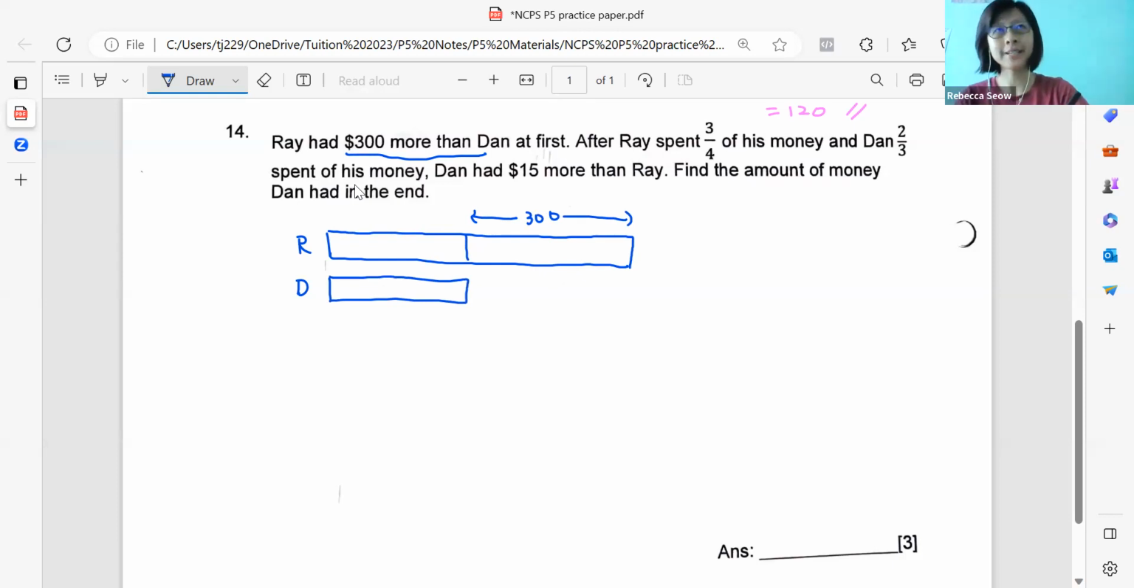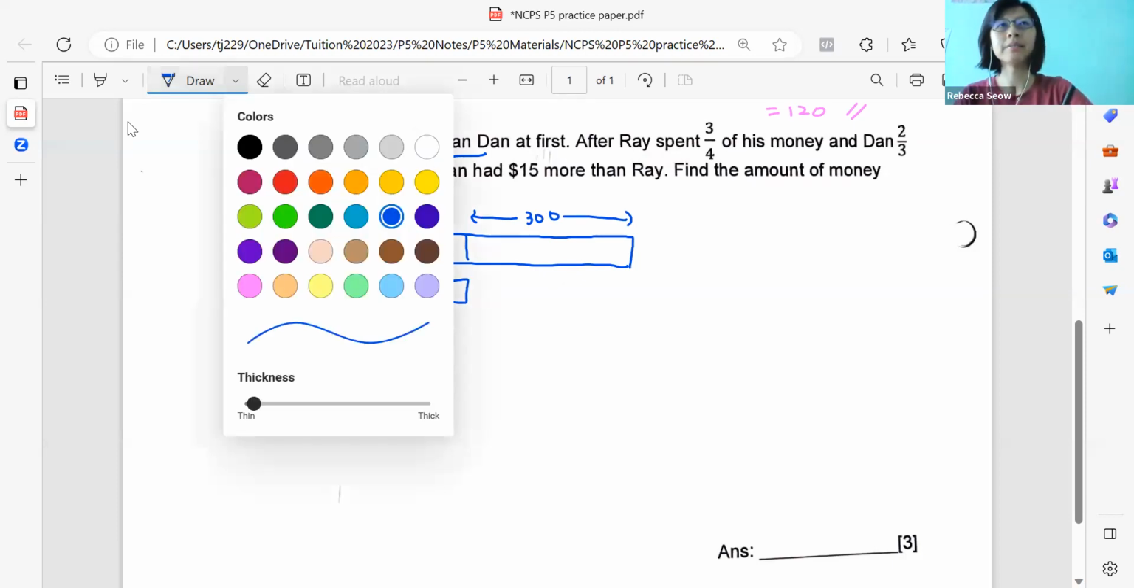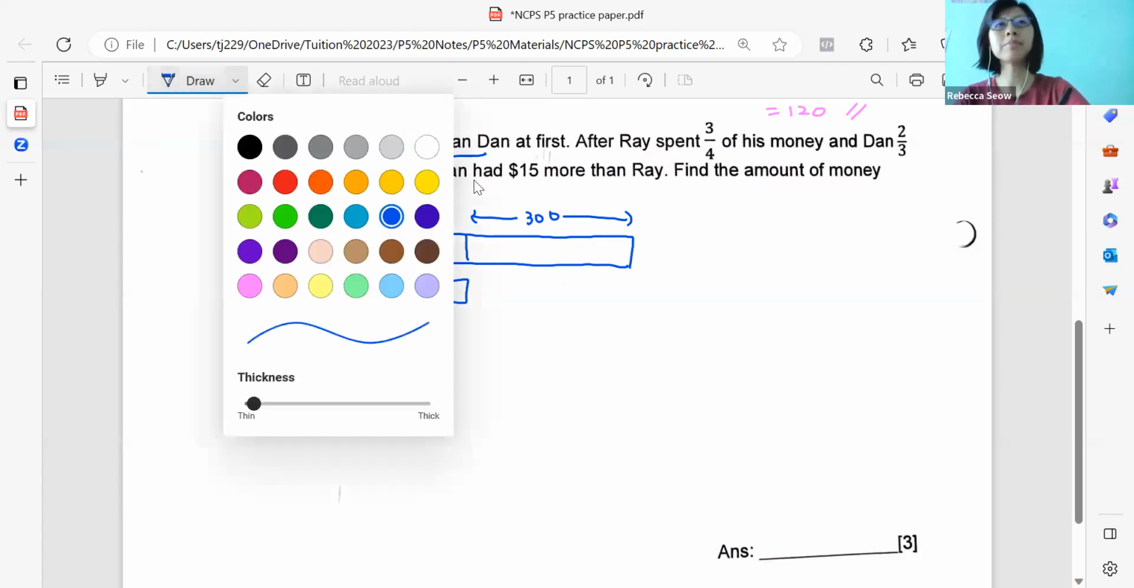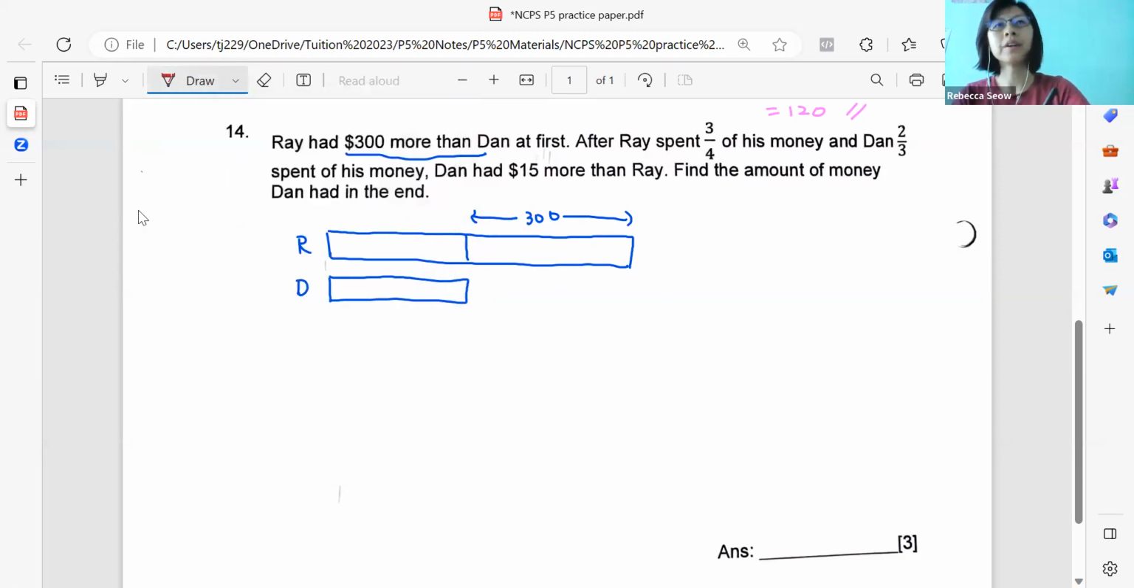Now we are going to subdivide. Ray spent 3/4 of his money, so this would be divided into 4 parts, and this 300 will also be divided into 4 parts. How many parts do I need to shade to show the amount of money spent? 3, right? So 1, 2, 3, this is gone. And within $300, 1, 2, 3 out of the 4 units are also gone.